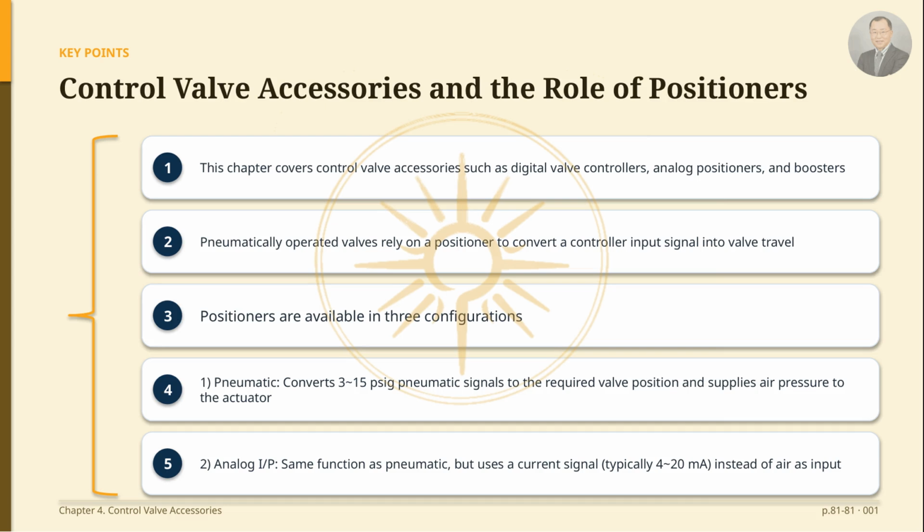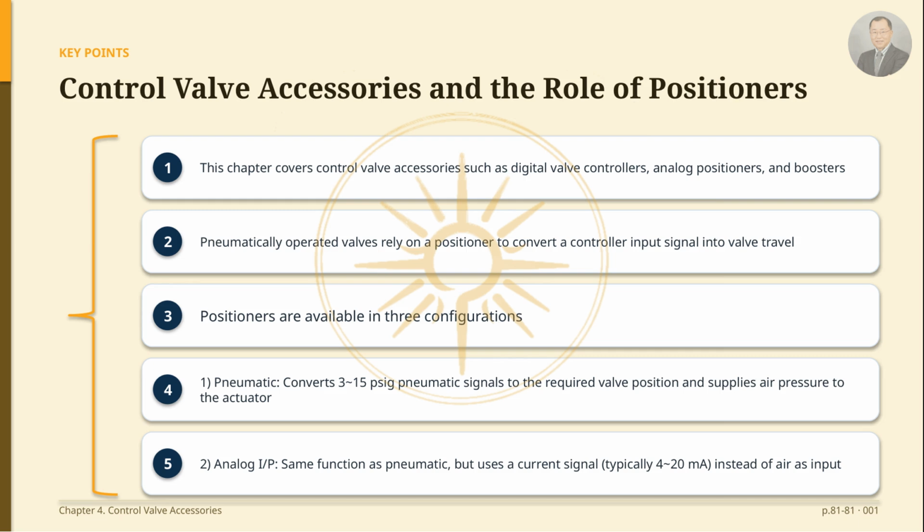Pneumatically operated valves depend on a device called a positioner, which takes an input signal from a process controller and converts it into actual valve movement or valve travel. Positioners generally come in three configurations. First, pneumatic positioners receive a pneumatic signal, typically 3 to 15 psig, translate this into the required valve position, and supply the actuator with the appropriate air pressure to move the valve to the correct position.